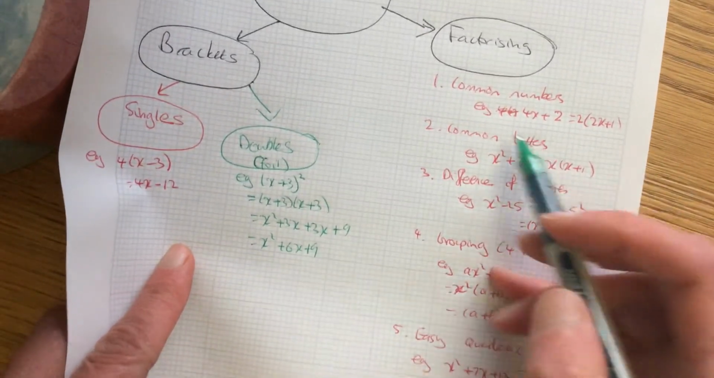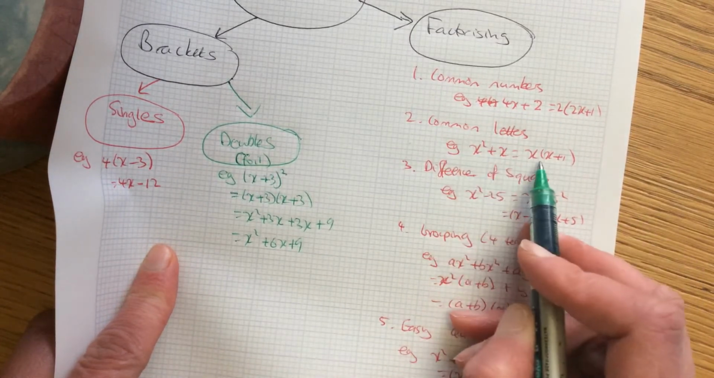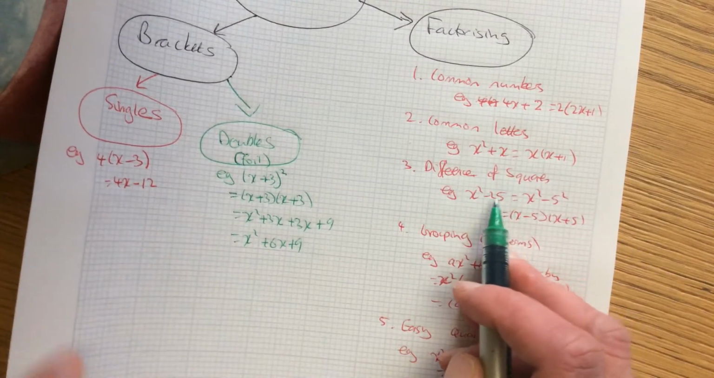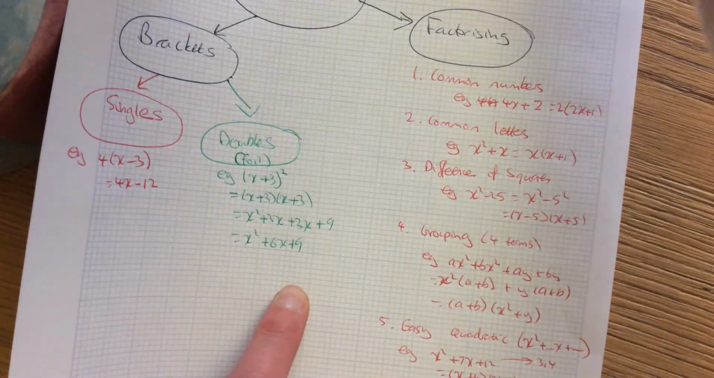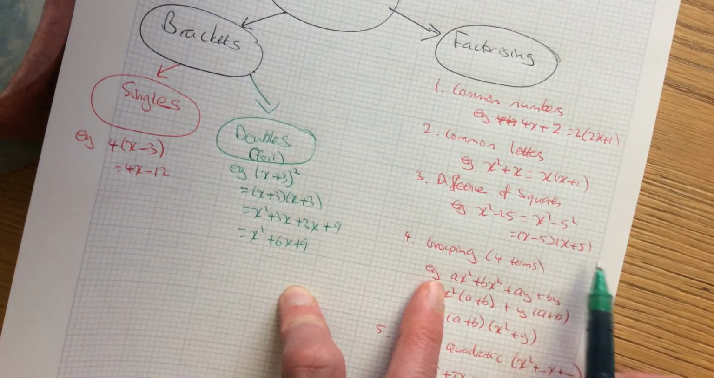Factorising. Common numbers, so pulling out a 2. Common letters, pulling out an x. And remember, if you're left with nothing, you put a 1 in there. Difference of two squares. So x squared minus 25 is x squared minus 5 squared. And it breaks up into x minus 5, x add 5.